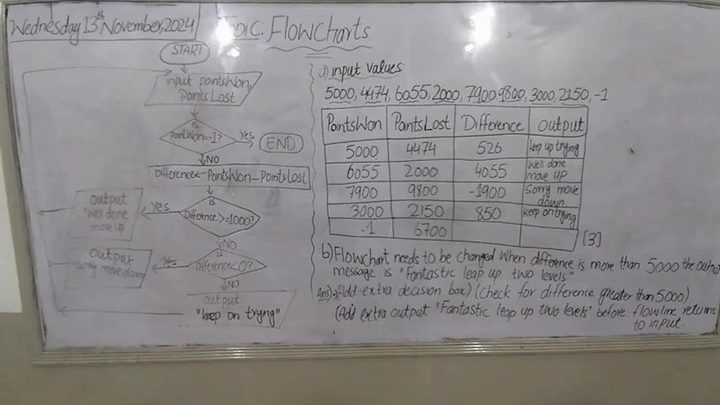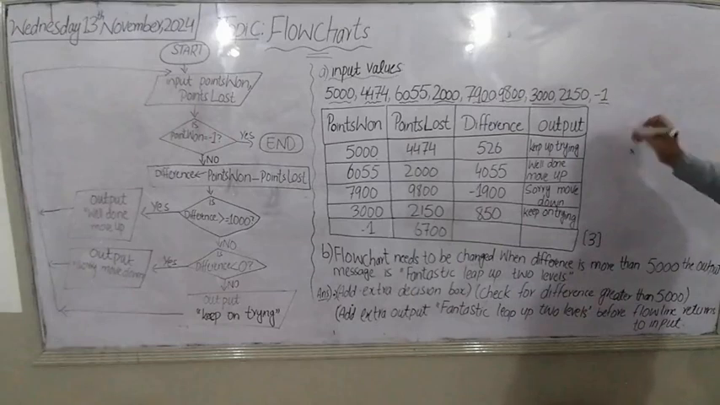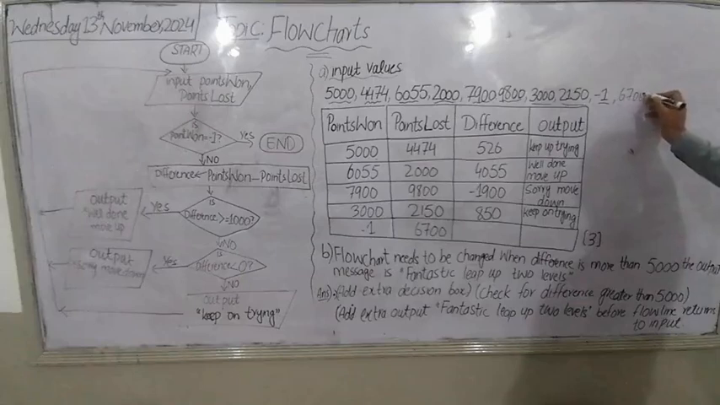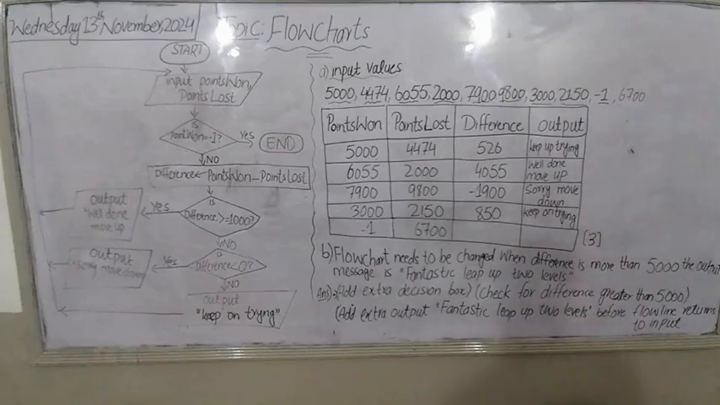Now comes the last step. We have to put this value minus 1, and the second value is missing here. Let me write it for you. So in the first variable points 1, we have to insert minus 1, and in the second variable, which is points lost, we will insert this value 6700.